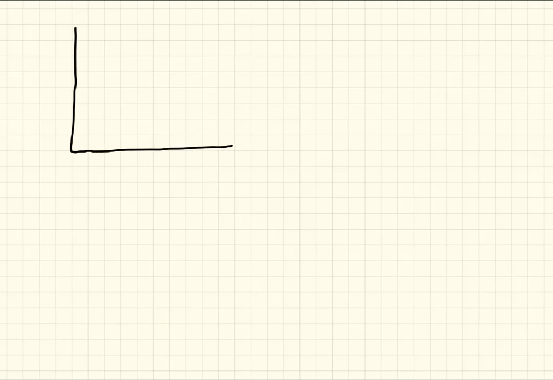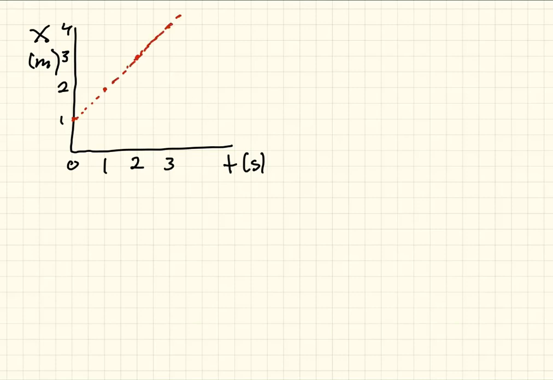So here, let's make this an x versus t graph, x measured in meters and t measured in seconds. I'm going to add a graph here. So let's add some points, and let me add some units, some labels as well. So 0, 1, 2, 3, 4. And then I'll also fill in what this graph would look like.